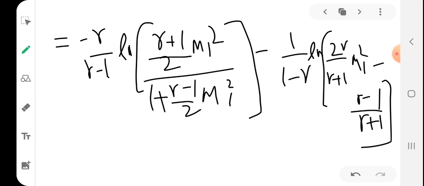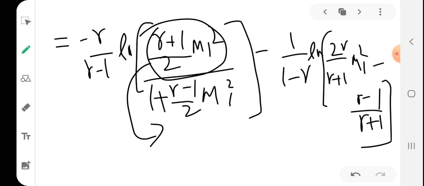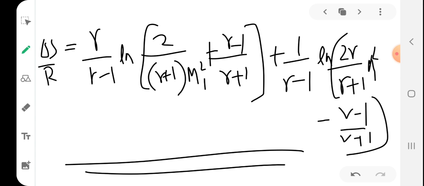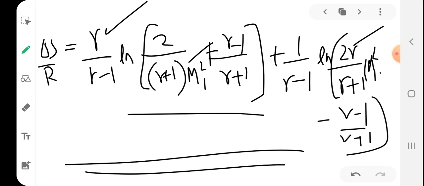What I have done is I have divided both the numerator and denominator terms, and introduced this minus inside the log, so it changed like this. You just try it on your own. So this is the entropy increase across a normal shock, and it is a function of what? Gamma and upstream Mach number M1 square.